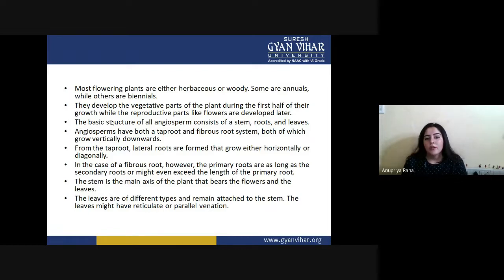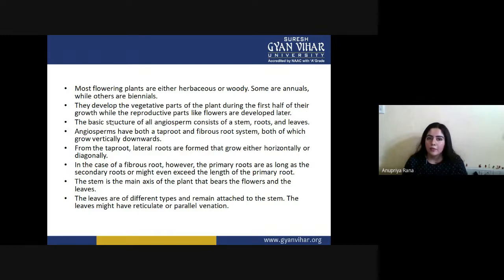Both grow vertically downwards. Obviously, roots are always positively geotropic; they have to grow in a vertical manner. In the case of fibrous root, the primary root is as long as the secondary root, or might even exceed the length of the primary root. So in the fibrous root, both the secondary and primary roots can be of the same length or size, depending on the need for water and minerals to be absorbed from the soil. The stem is the main axis of the plant that bears the flower and the leaves.